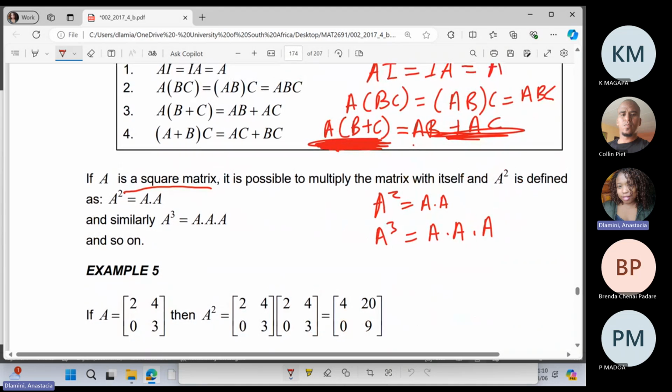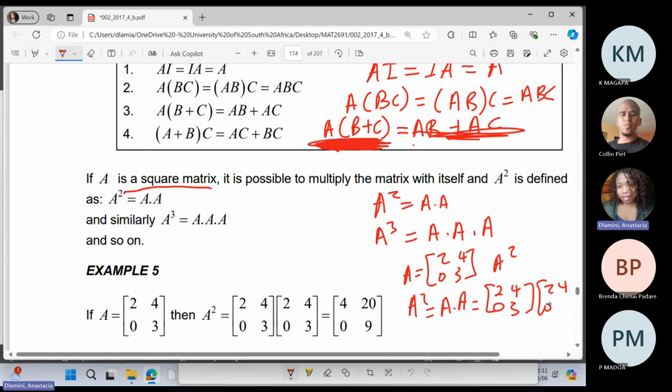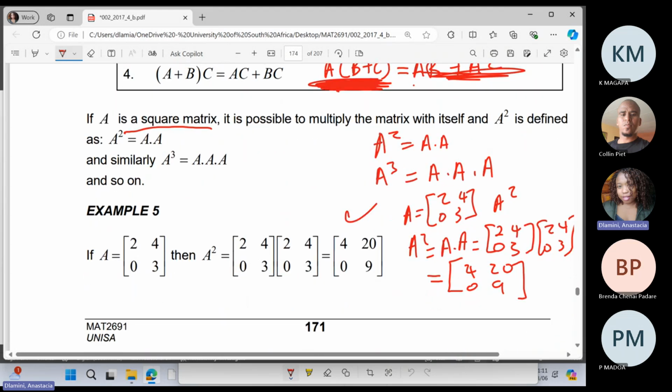So now here they're saying, okay, fine. We have A, which is [2, 4; 0, 3], and we want A squared. And we know that A squared is the same as A times A, so this is the same as [2, 4; 0, 3] times [2, 4; 0, 3]. And because we did matrix multiplication, we can skip the working, and then we say this is [4, 20; 0, 9]. Are we comfortable with matrix multiplication? We can go and check this one now.